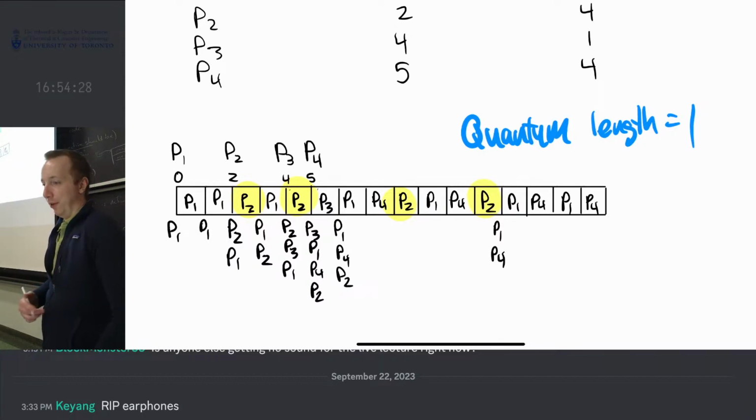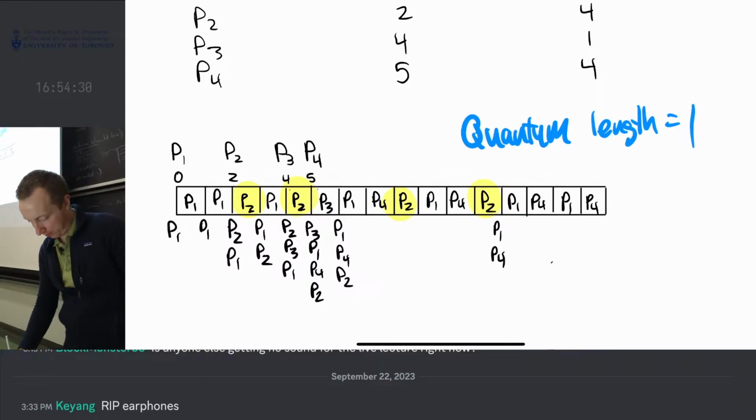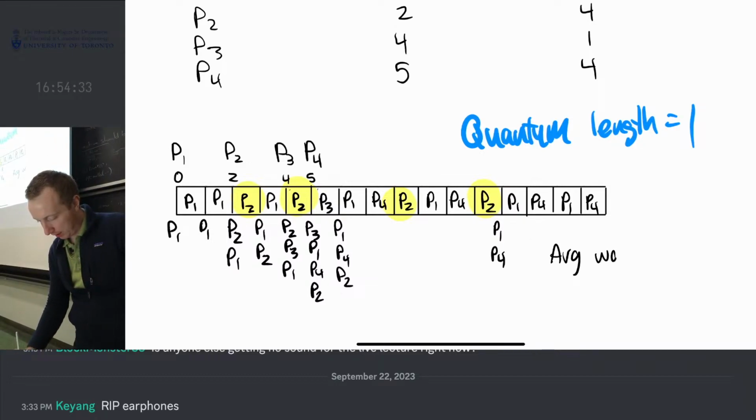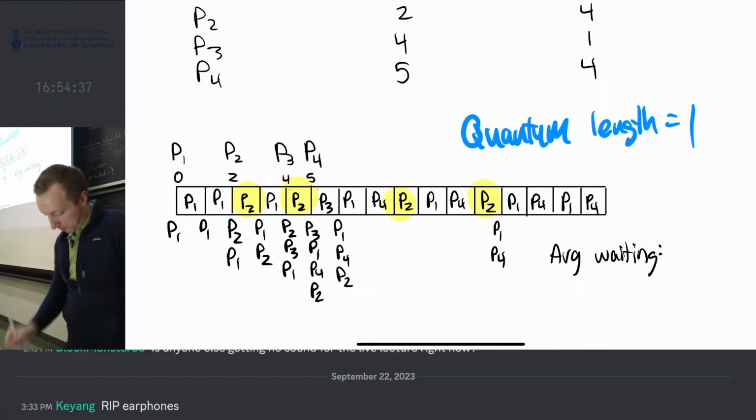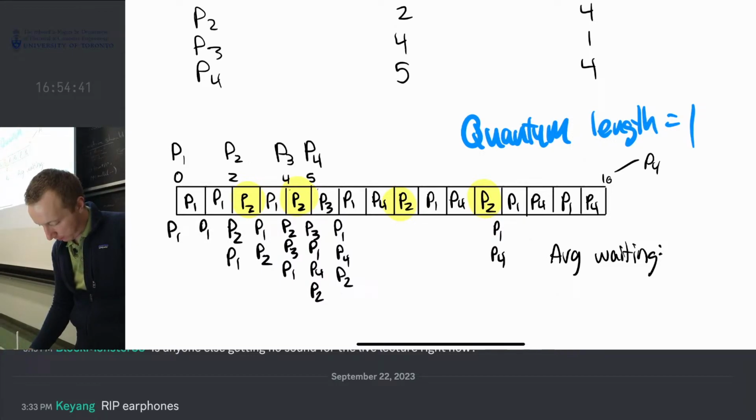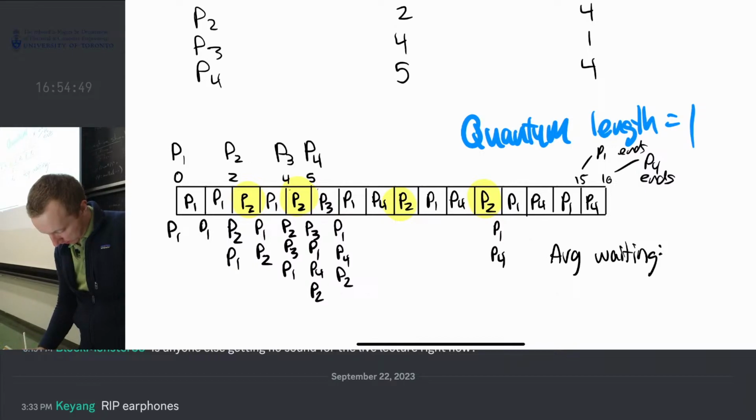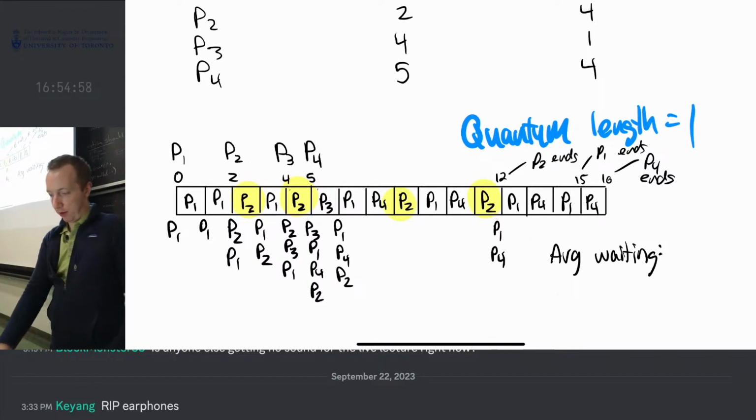All right, so then the fun calculations start. So average waiting time. Well, we can, again, figure out when things end. So this is when P4 ends. 15 is when P1 ends. 14, 13, 12 is when P2 ends. And P3 is not too hard to figure out.